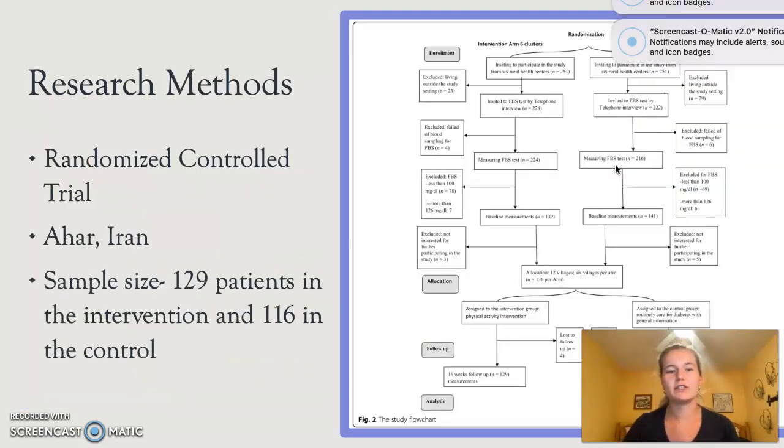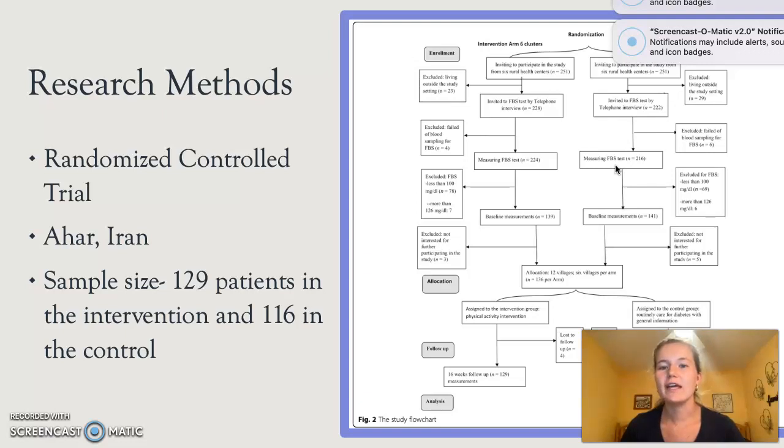So now going into the research methods, this is a randomized controlled clinical trial. It happened in Bihar, Iran. The sample size was over 100 patients for both the experimental and the control group. On the right here, we have a little display of the methods, like a flow chart of the methods that was present in the article. It is figure 2. So basically it was random. On the left you can see the intervention or experimental group, and on the right is the control group.